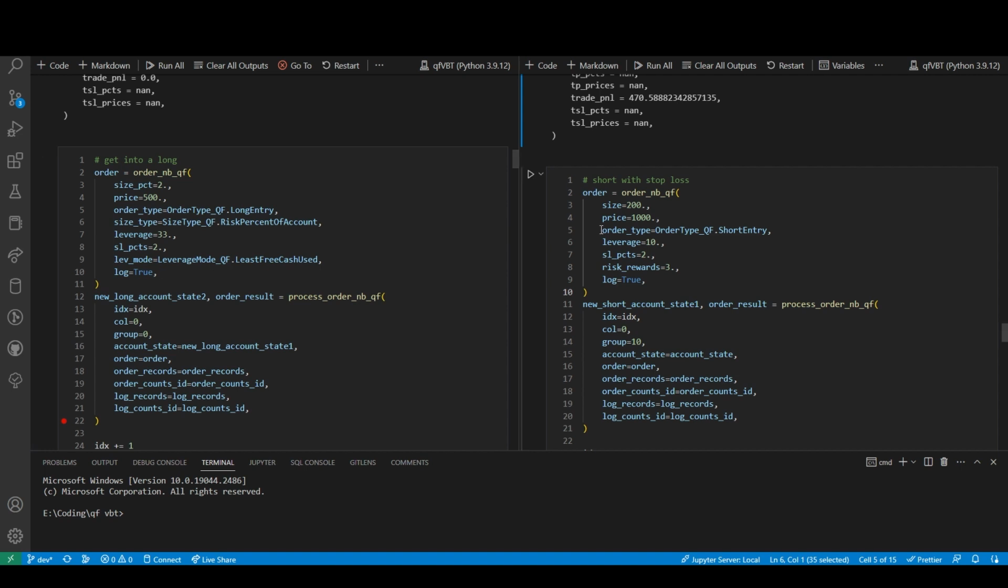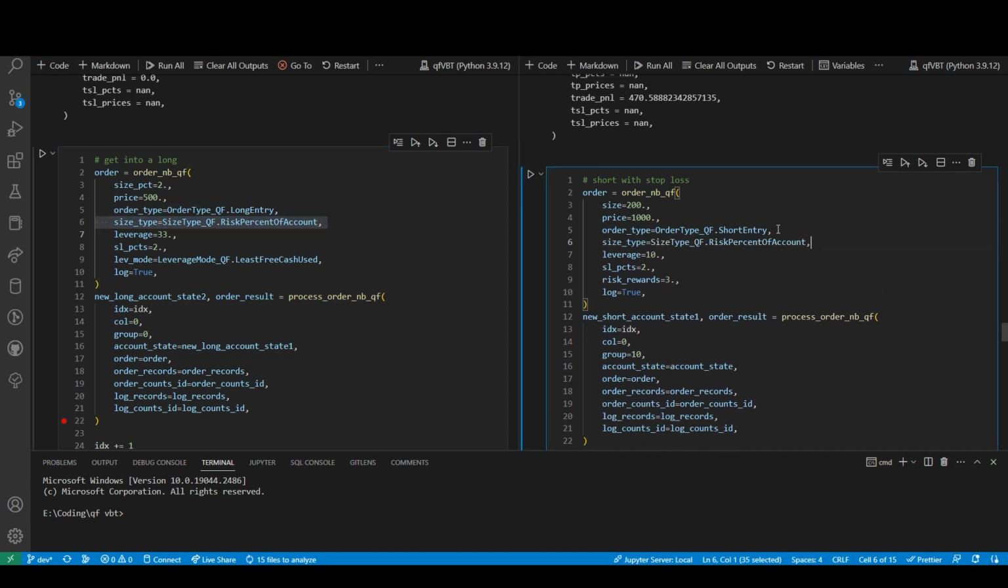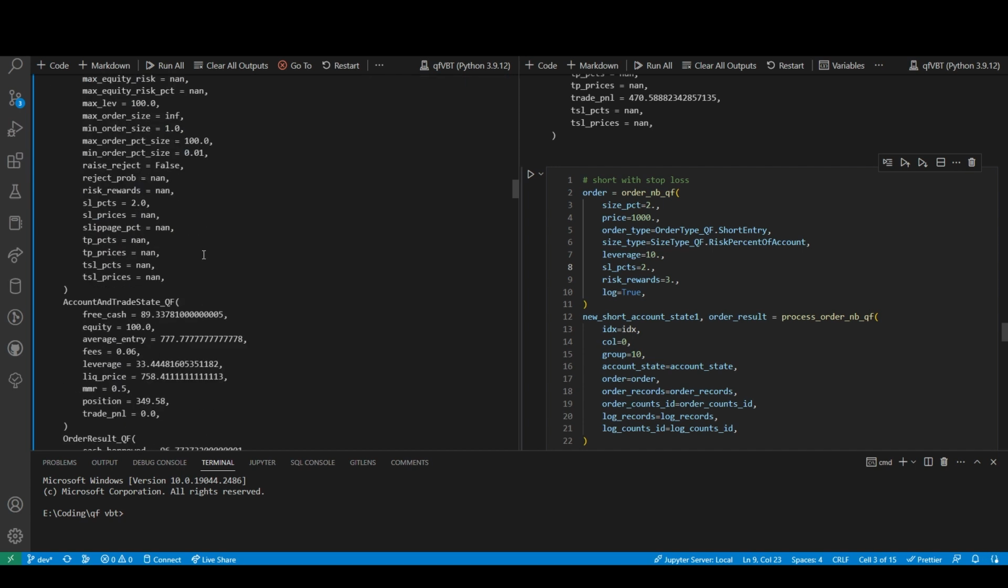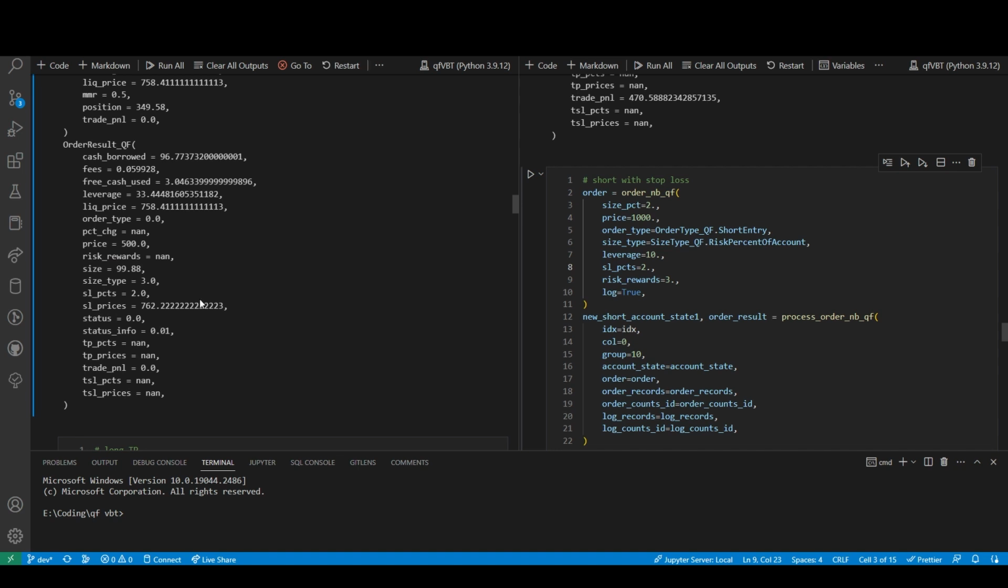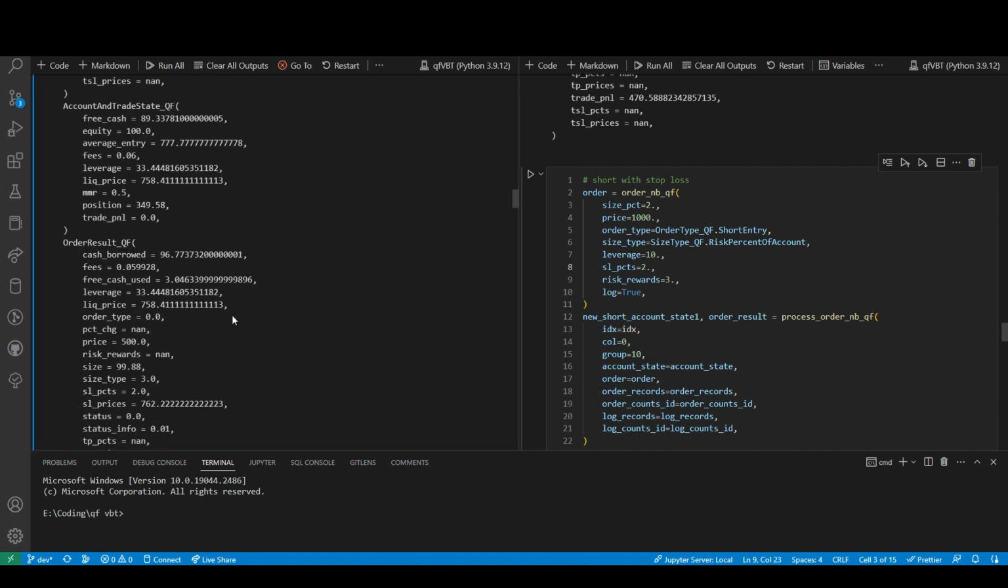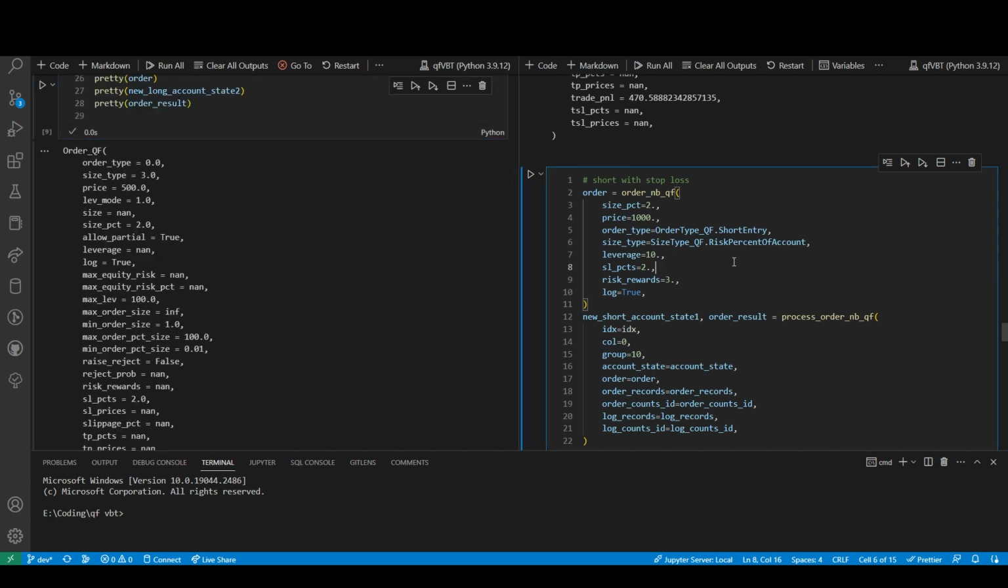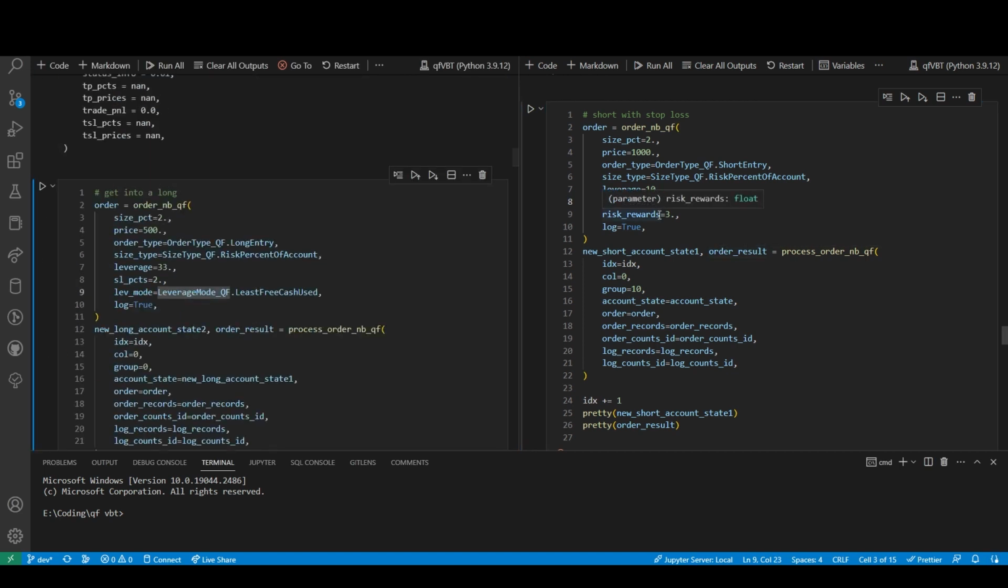All right. So we have short entry. Size type, we've got our size percent. It's going to be 2. Okay, leverage whatever. Oh shit, I was already doing longs with stop losses. Okay, so we tested the stop losses. Alright. Oh, now we have risk to reward here as well. So, leverage mode, least free cash used.